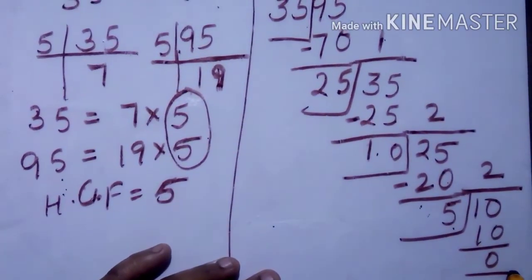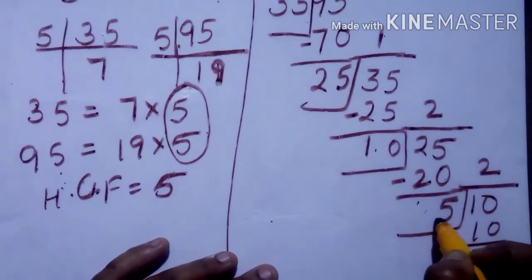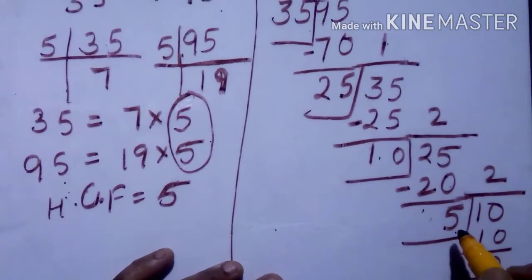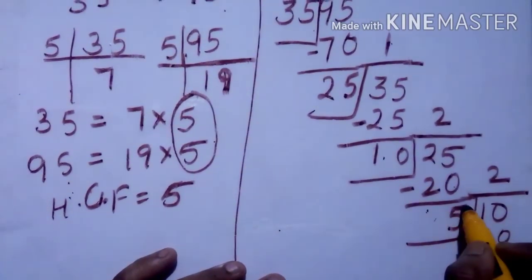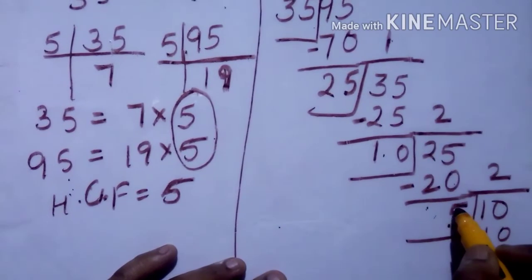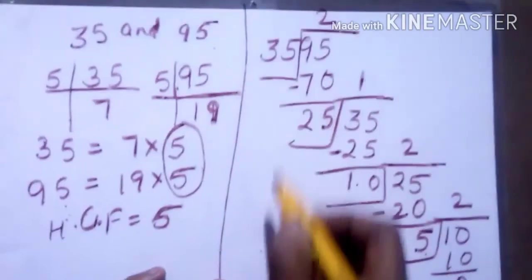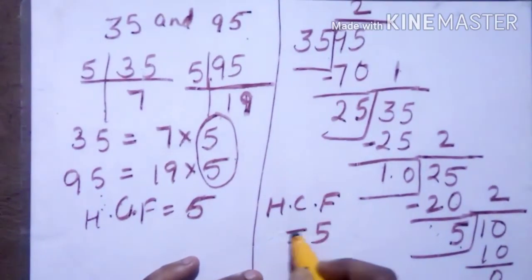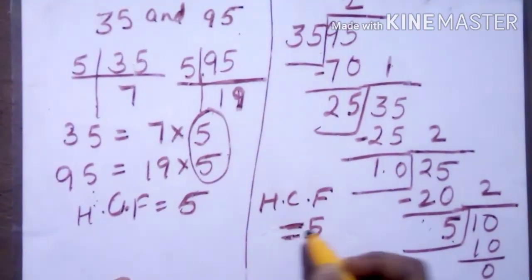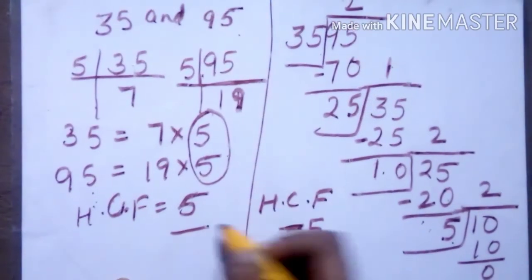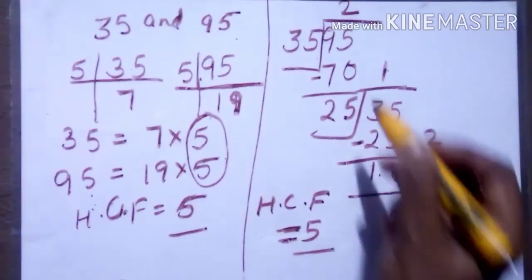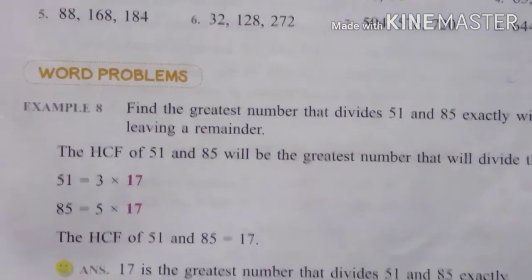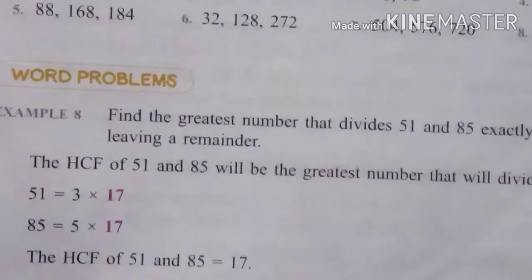So what is the HCF here? 5, because 5 is the last divisor. So this 5 will be the HCF of 35 and 95. HCF is equal to 5. So see here, your answer is the same with the prime factorization method and with the division method. Let us do one word problem related to this.